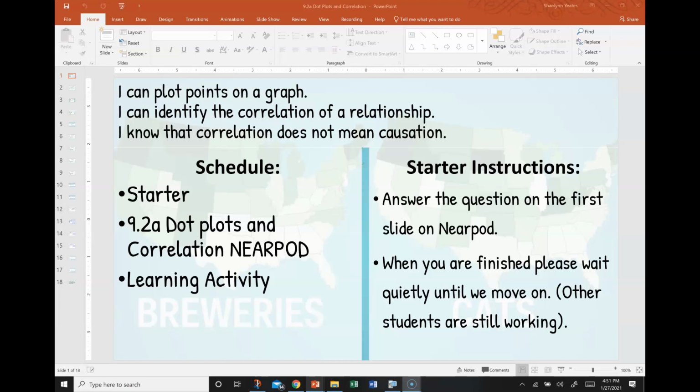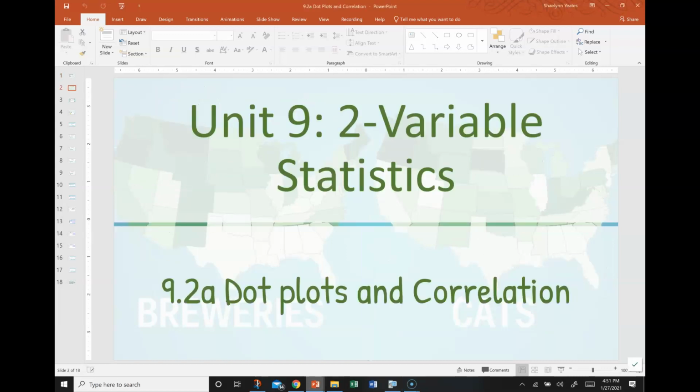All right, today we're going to be talking about dot plots. Scatter plots, not really dot plots. Scatter plots and correlation. Okay, so we're going to identify a correlation of a relationship, and we can know that correlation does not mean causation. We'll talk about that in a second. All right, so we're talking about two variable statistics today.